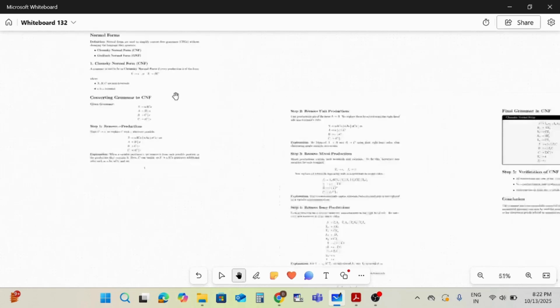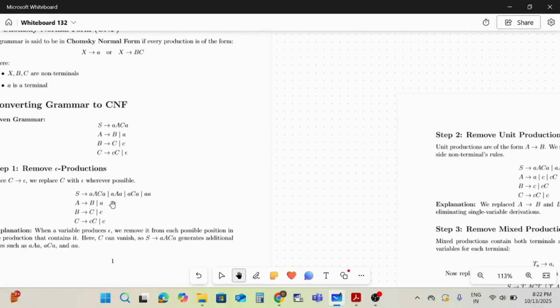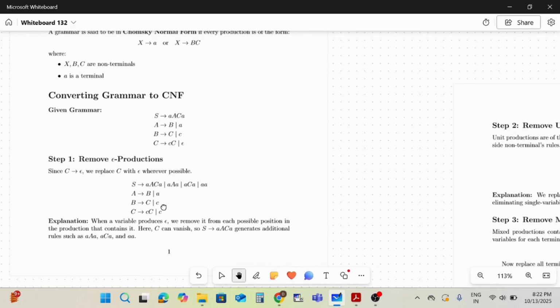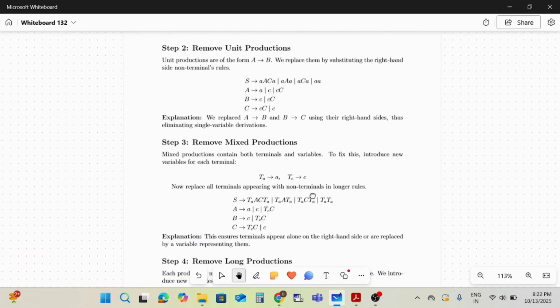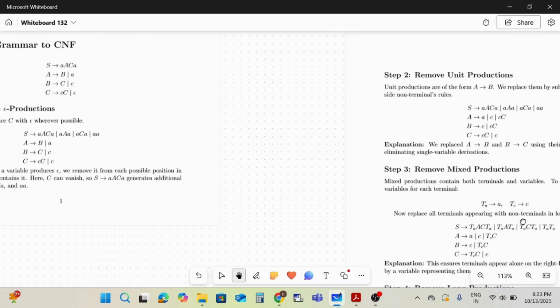So we have these unit productions, after removal of epsilon production. Next one is removal of unit productions. You can just compare here how the unit production is removed. So you can see this is the unit production.